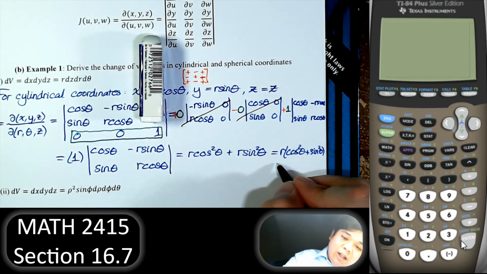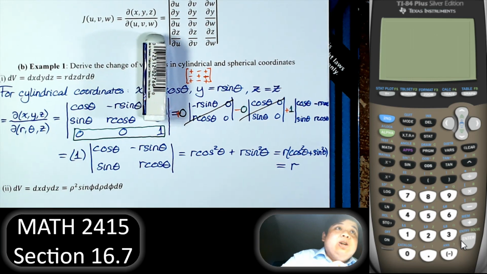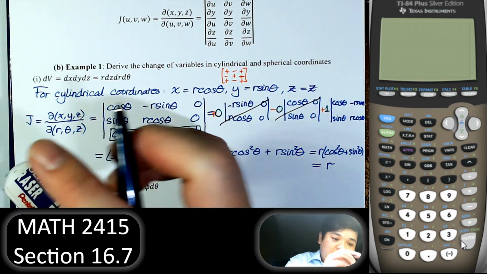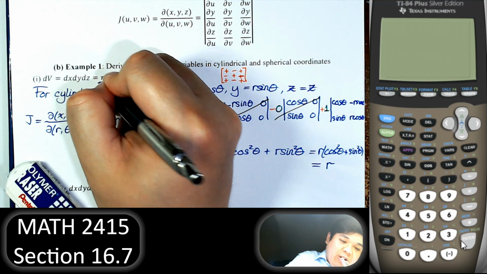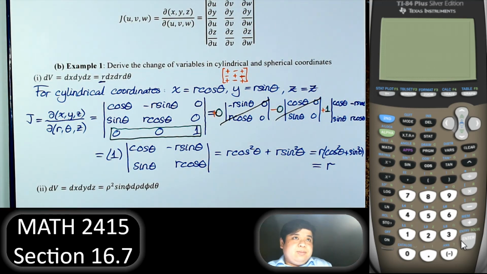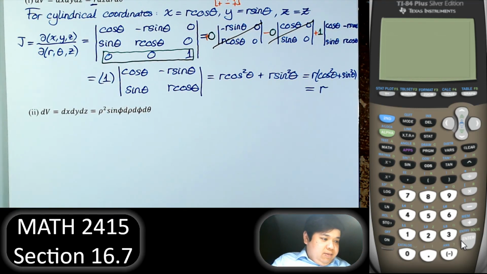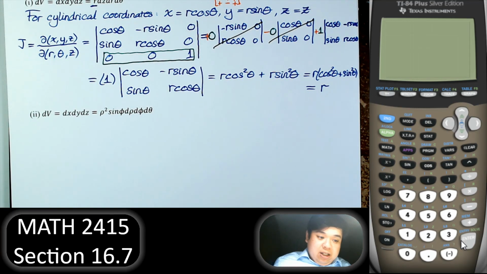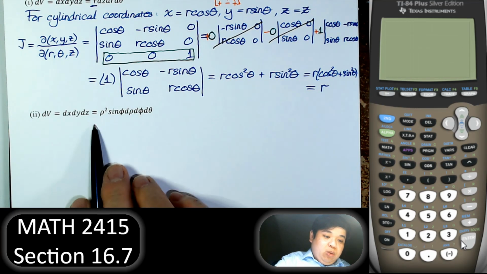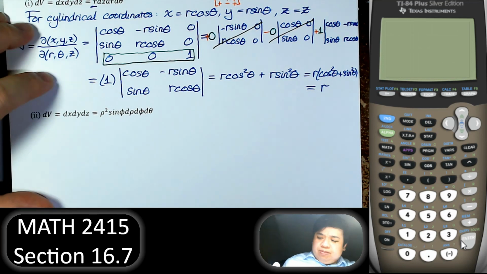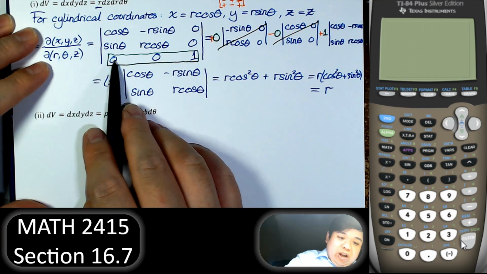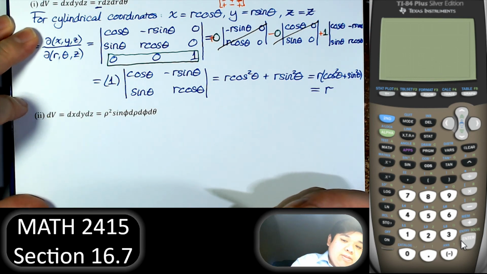Which is 1. So this is equal to r. So that's why in cylindrical coordinates, we have r dr d theta. Right, so it's not that bad. The next one will be worse because we have 3 variables and they're not equal to 0 like this.